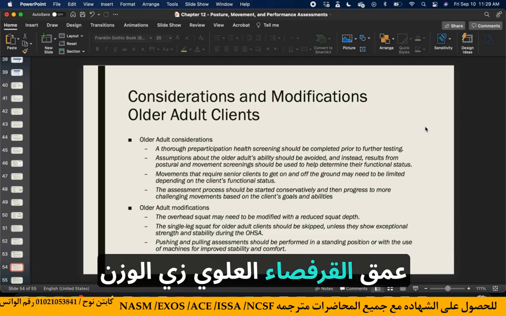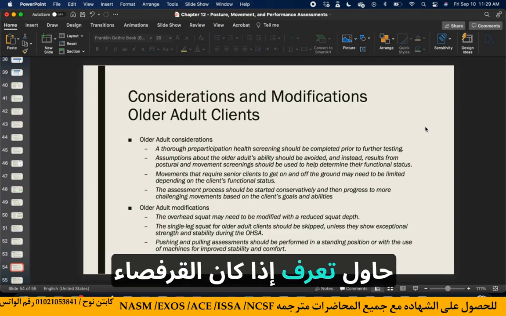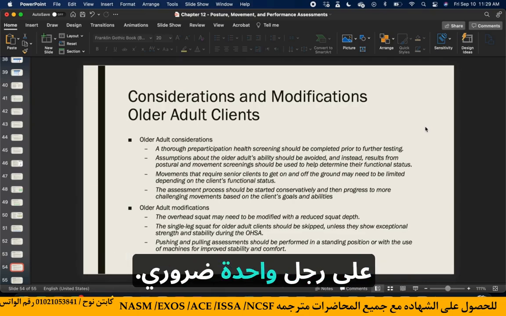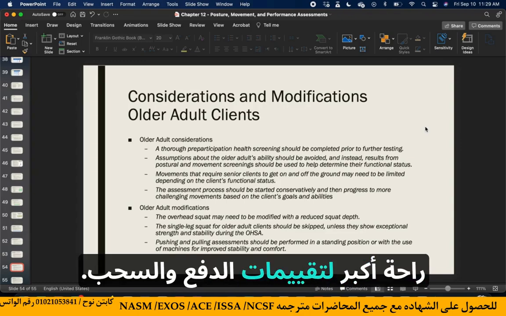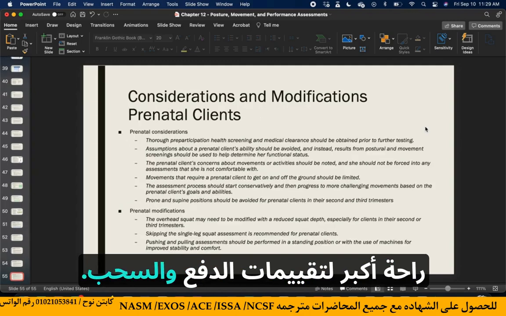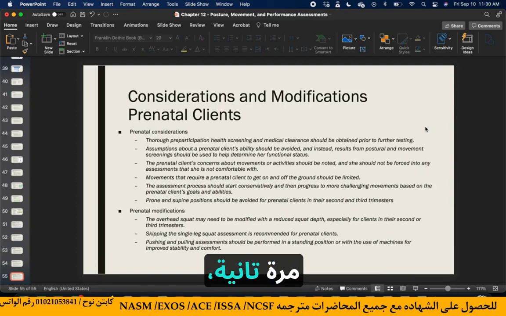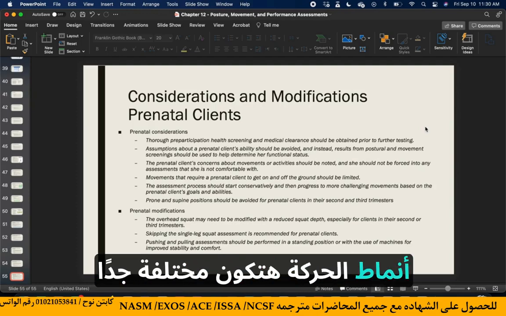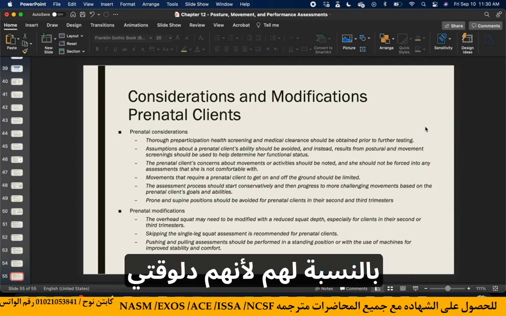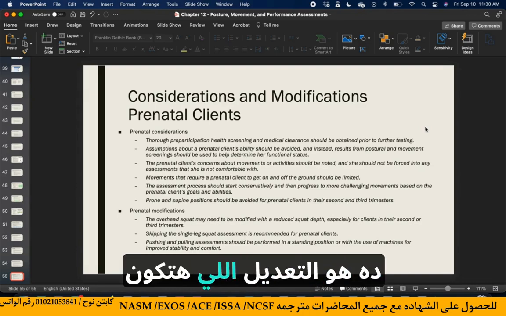So again, overhead squat depth, like with the overweight and obese, is going to be optimal. Try to figure out if their single leg squat is necessary. And then again, more comfort for pushing and pulling assessments. Now, prenatal, we're talking about pregnant women. Be very aware of what you're getting yourself into with this. Movement patterns are going to be very different for them because they have a belly. That's the modification that you're going to be aware of.